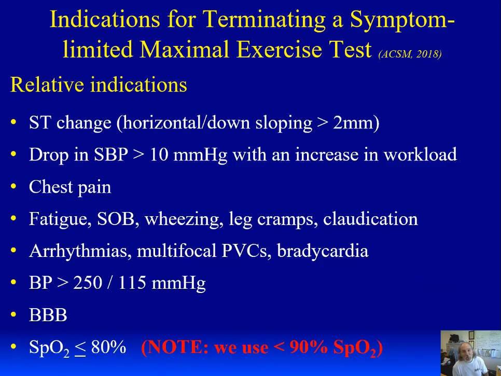What are relative indications? If there's horizontal or downsloping ST segment changes of 2 millimeters or more. If there's a drop in systolic blood pressure with increasing workload. Again, chest pain, fatigue, shortness of breath, wheezing, leg cramps, claudication. Any arrhythmias, multifocal PVCs or bradycardic response, or an exaggerated blood pressure response, 250 over 115. If they've got a bundle branch block, or if their SpO2 is 80% or less. Now that's ACSM guidelines. Note here, we use 90% as the cutoff for terminating either exercise or a submaximal exercise test.